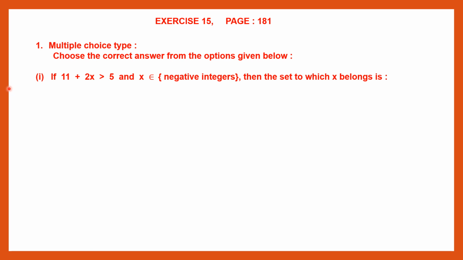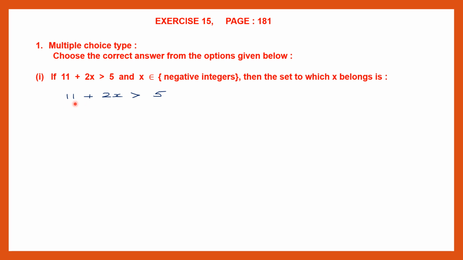So now let's begin to work this out. So let's write this down. So this is 11 plus 2x is greater than 5. So we are going to solve for x. We're going to find the value of x, and x belongs to negative integers. This we need to find out. Now, since we're going to solve for x, everything that is with x we have to remove because we need to get only x, isn't it?